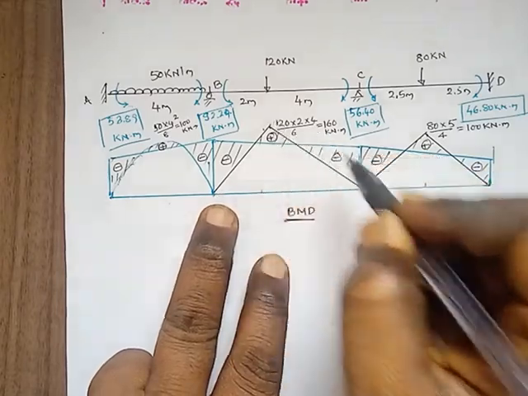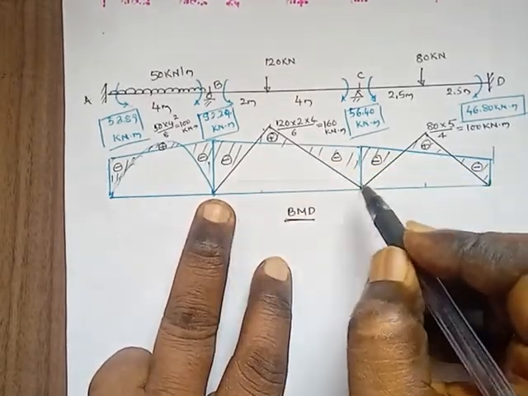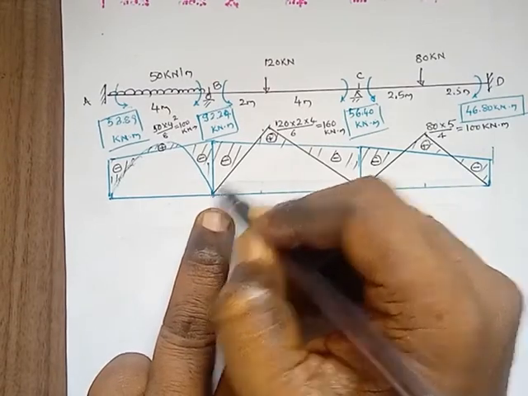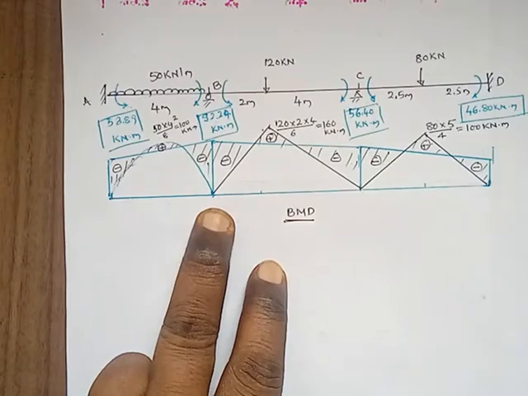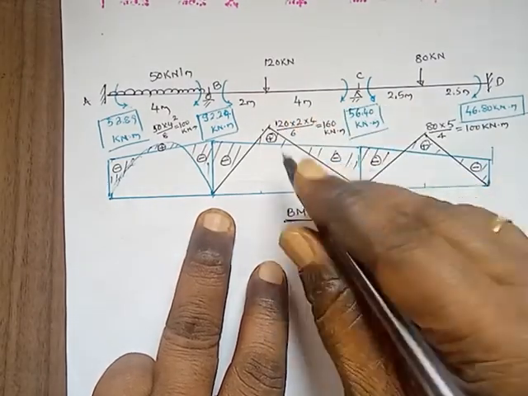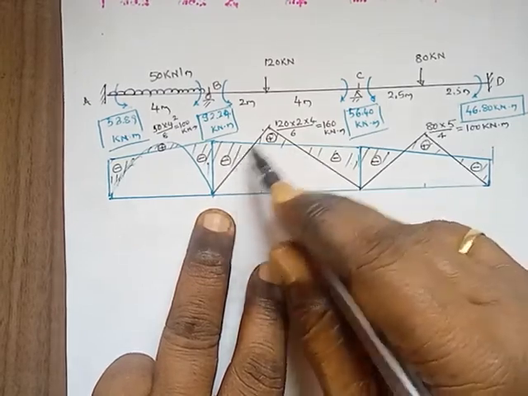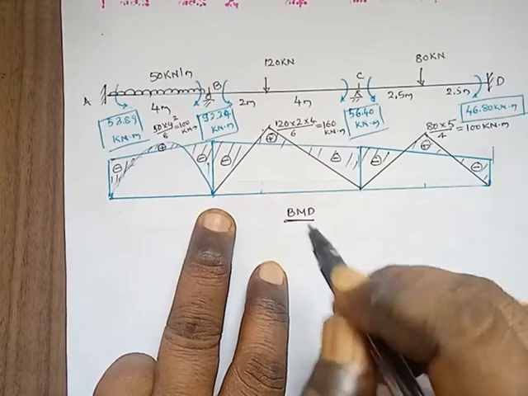Again, at the support, the bending moment is 0. Then join the ordinate from this point to this point by a straight line. The variation is a straight line. And again, join this point to this point by a straight line. The variation is a straight line. The bending moment diagram is a triangle.